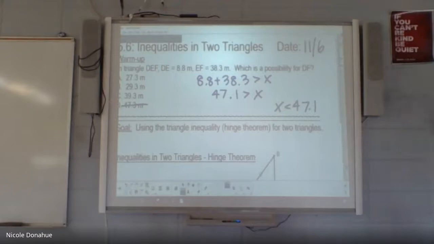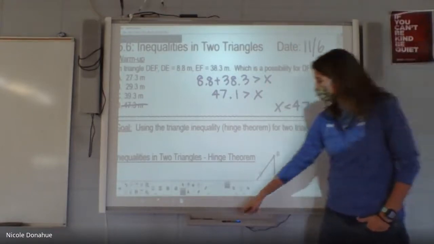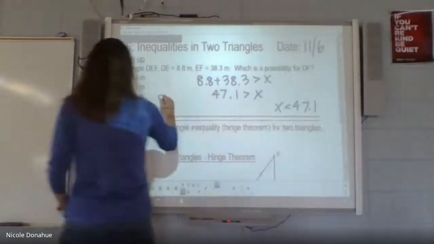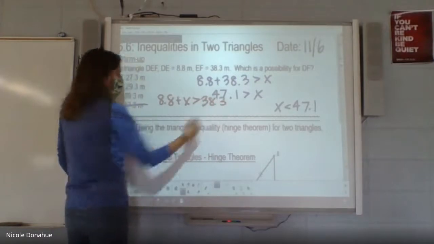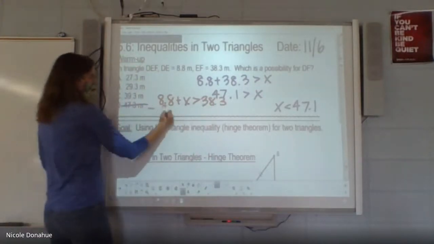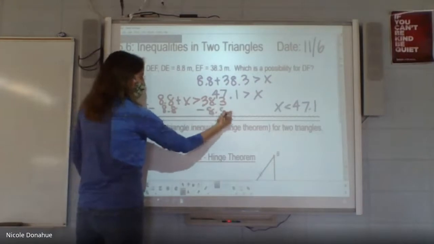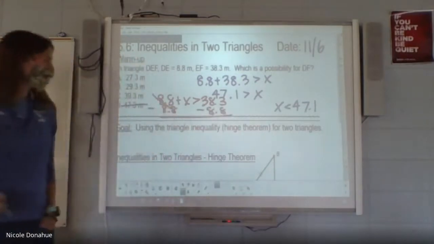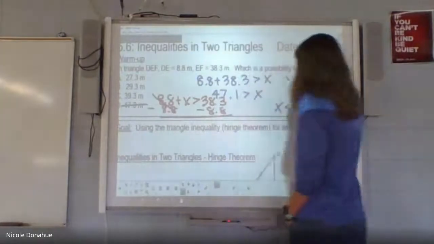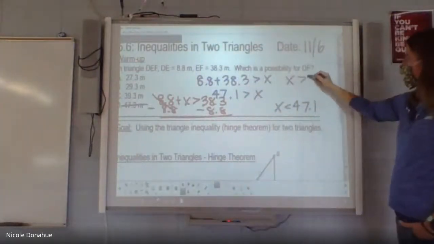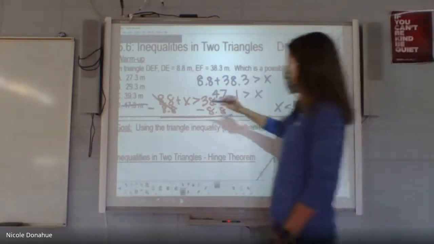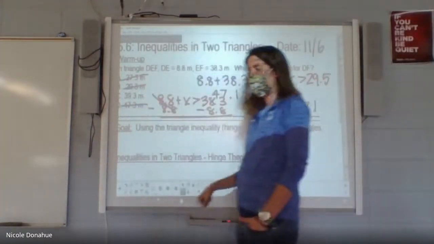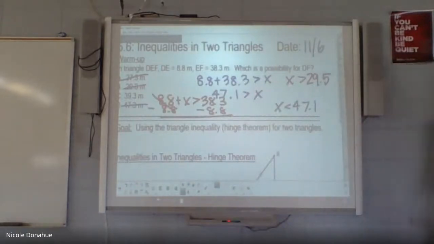Did you just guess because that one was close then? I did 8.8 plus X. Okay, yep, so she did another inequality. Then she checked this one, take away 8.8. So X has to be greater than, what is that, 29.5, is that right? Yeah, so that automatically eliminates these two. So that leaves us with the 39.3.